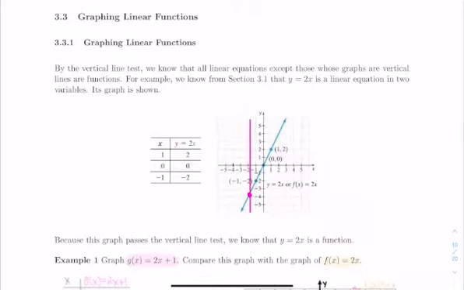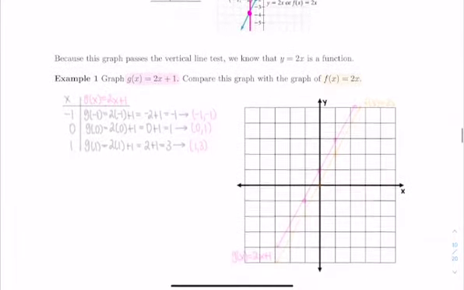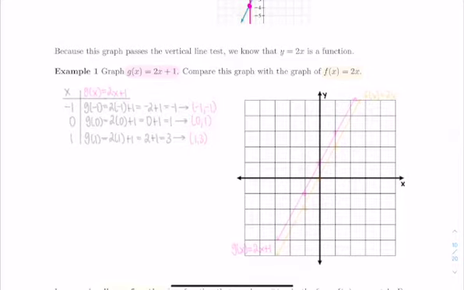So let's graph g of x equals 2x plus 1 and compare this graph with the graph of f of x equals 2x. I'm going to start with f of x equals 2x, which is the graph that we have above, and I'm just going to copy and paste it. So we had the point 1, 2, we had the point 0, 0, and we had negative 1, negative 2.